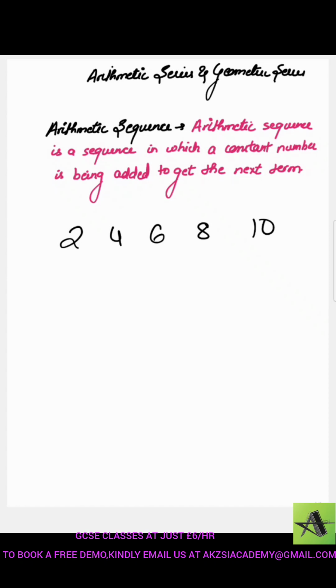Now let's say the first term is A. Here in this case, 2, 4, 6, 8, 10, 2 is the first term. So let's say A is the first term and the constant number is R. That means a constant number R is being added. So here you keep on adding 2, so in this case your R is 2. So R is the common difference, and A is the first term.